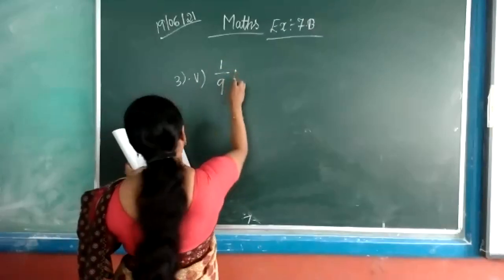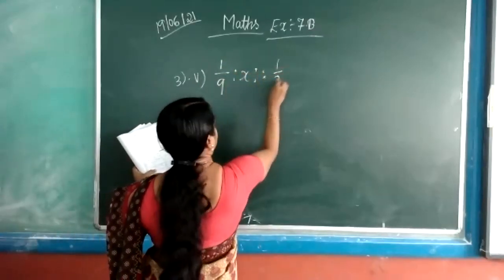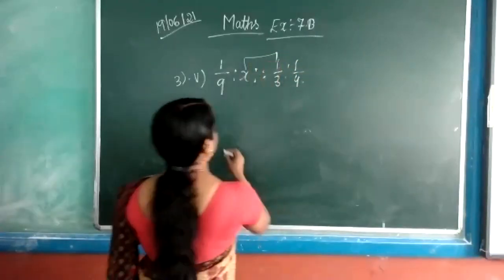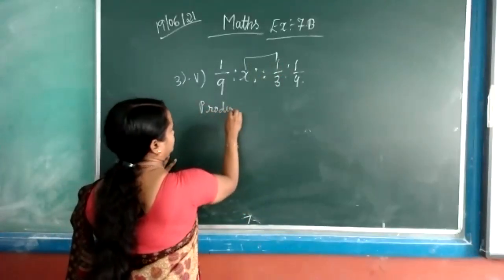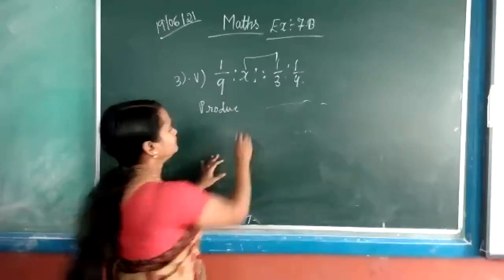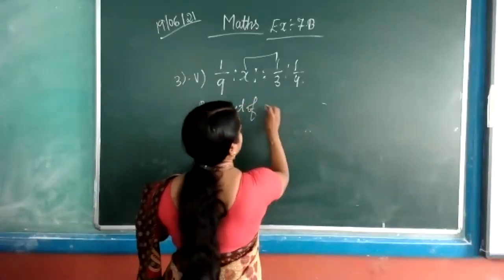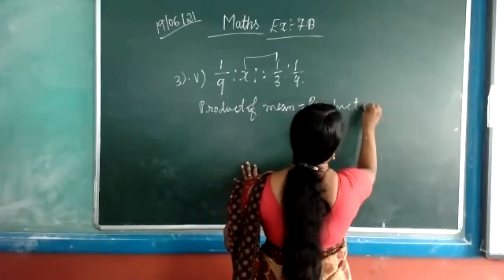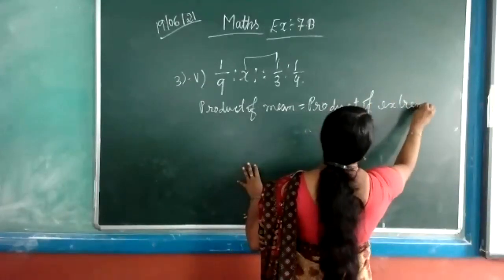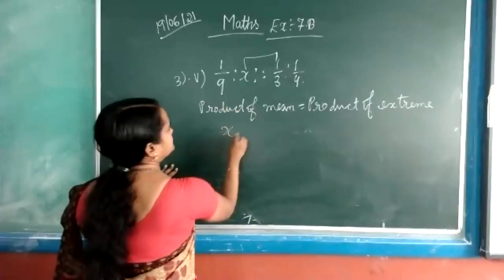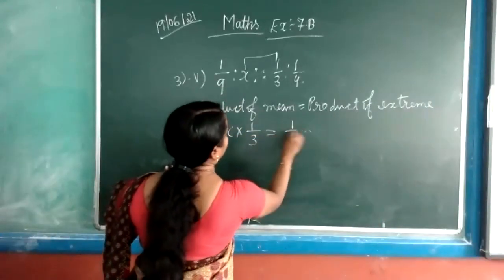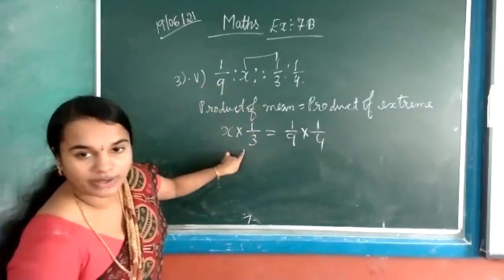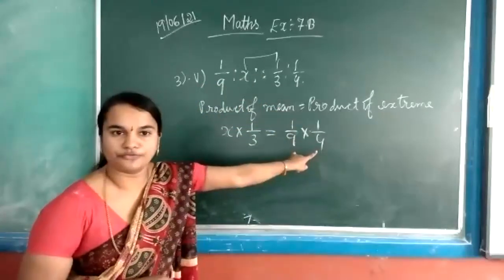If 1 upon 9 equals x is as 1 upon 3 is to 1 upon 4. Here also we have to find the mean. That means, children, write down: product of means equals product of extremes. So x into 1 upon 3 equals 1 upon 9 into 1 upon 4.